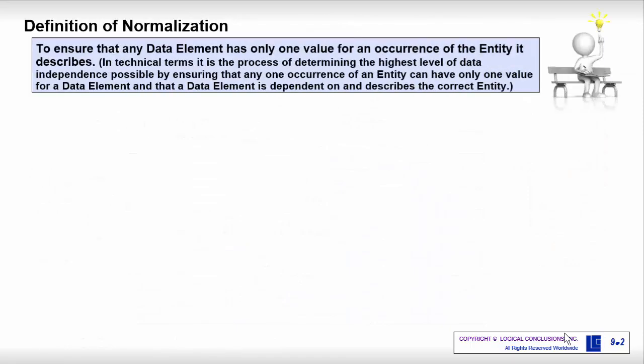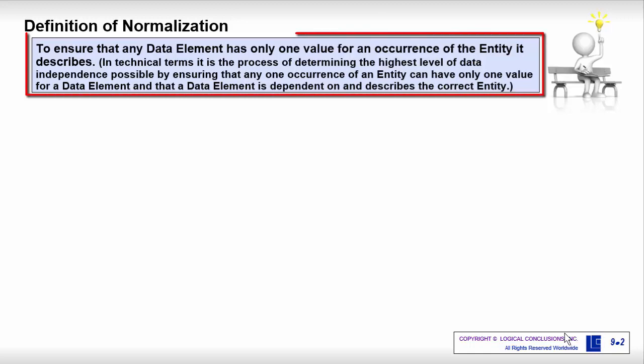First, the definition of normalization. Here's my succinct definition: to ensure that any data element has only one value for an occurrence of the entity it describes. In more technical terms, it is the process of determining the highest level of data independence possible by ensuring that any one occurrence of an entity can have only one value for a data element, and that a data element is dependent on and describes the correct entity.